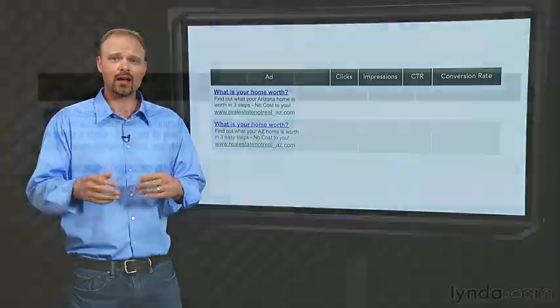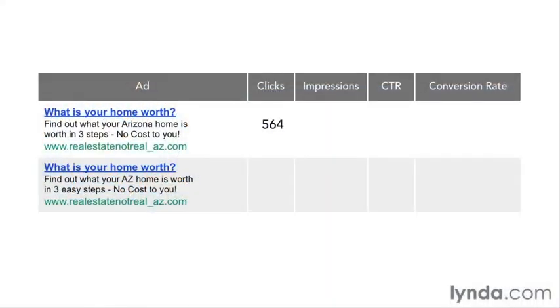On the first ad, the one that spells out the word Arizona, we've managed to get 564 clicks on 24,410 impressions. That makes for a click-through rate of 2.31%. On the second ad, we've gotten 1,292 clicks on just about the same number of impressions. Do a quick calculation, and that's a click-through rate of 5.12%, more than twice the first ad.